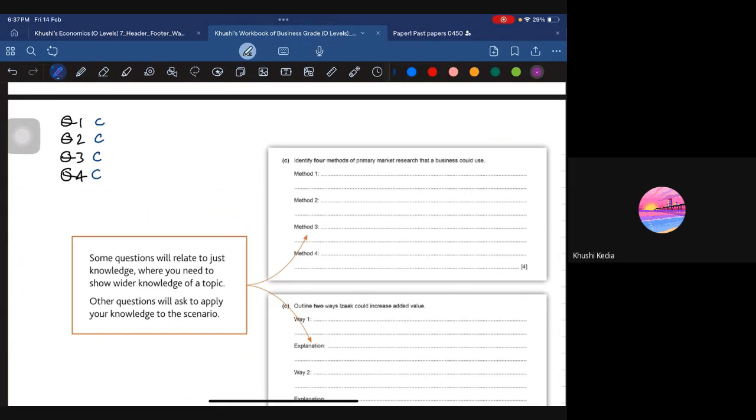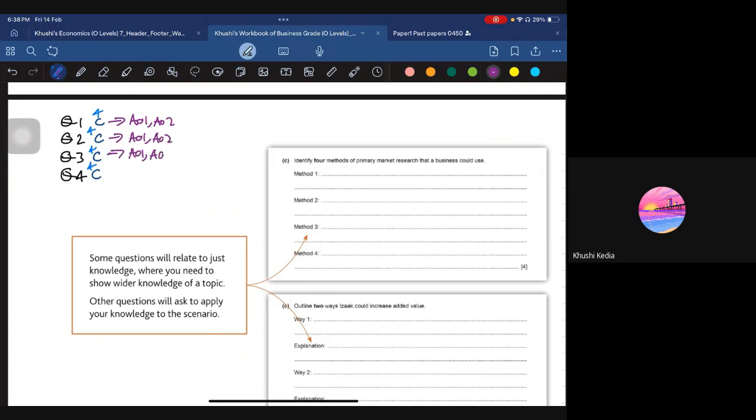So which assessment objectives in C part do you see? Knowledge and application. By the way, how many marks? 4 marks. Okay, knowledge and application is what is required here. So AO1 and AO2.